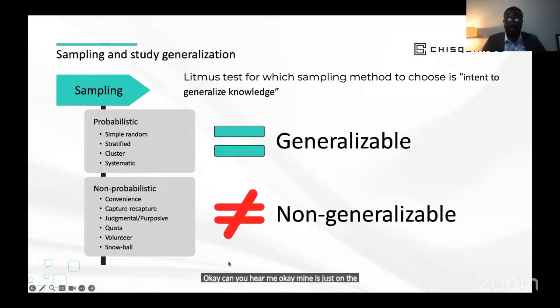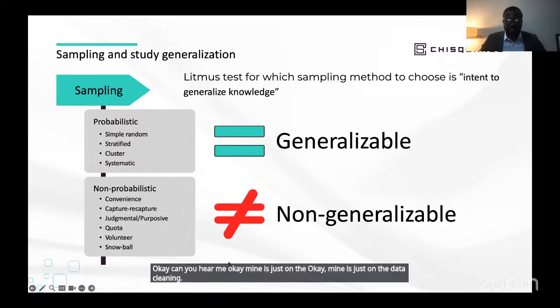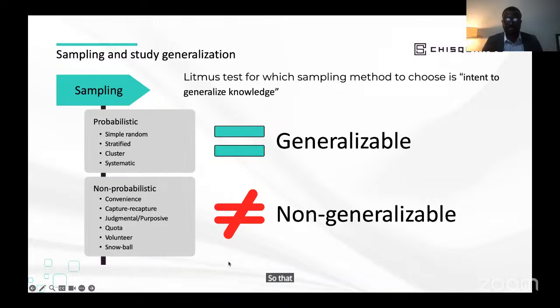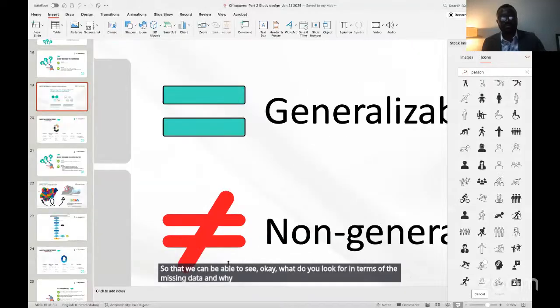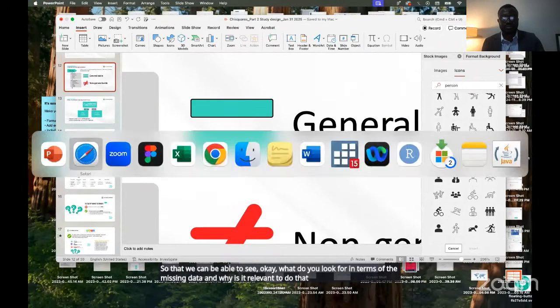Okay, mine is just on the data cleaning. You talked about it just briefly. Maybe if you can just highlight the way you explained on the weighting, so that we can see what you look for in terms of the missing data, and why it is relevant to do the data cleaning. Thank you.